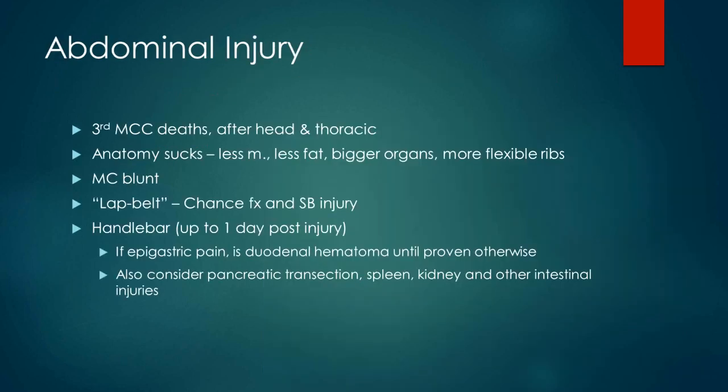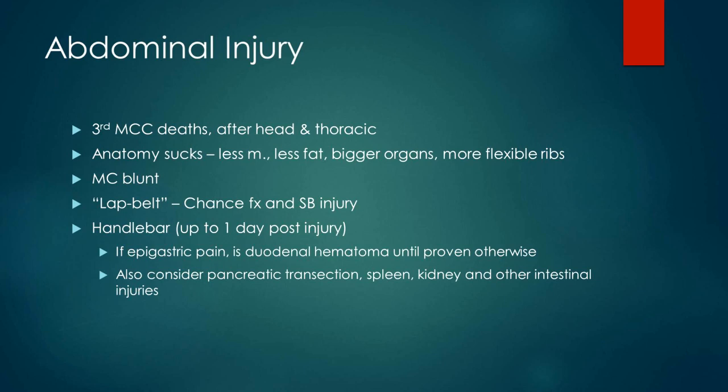Pediatric abdominal injuries. It's the third most common cause of death after head and thoracic injuries. Their anatomy sucks. They have less mesentery, less fat, bigger organs, and more flexible ribs. Most common cause is blunt, usually from lap belt injuries. They can end up with significant intra-abdominal injuries, such as small bowel injuries, chance fractures, a lot of others.